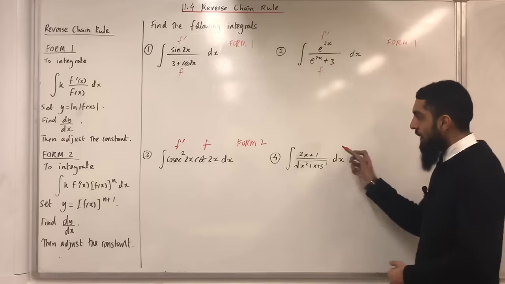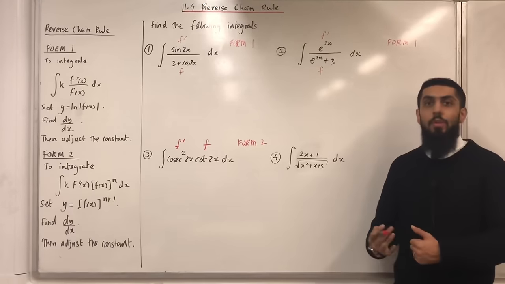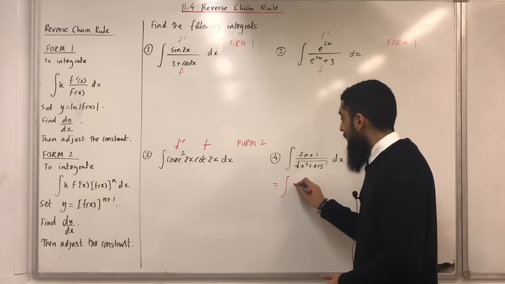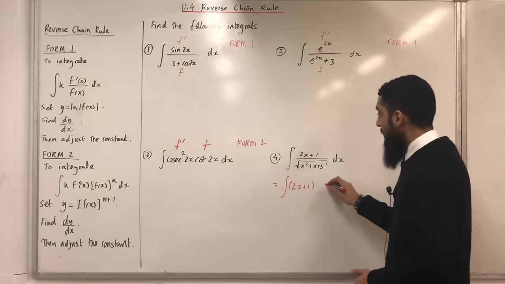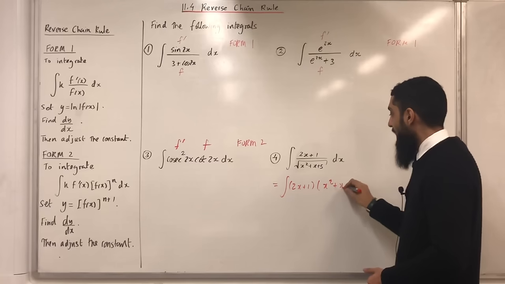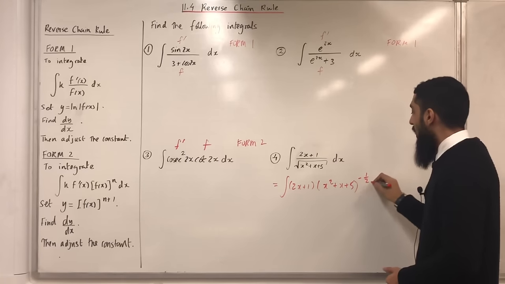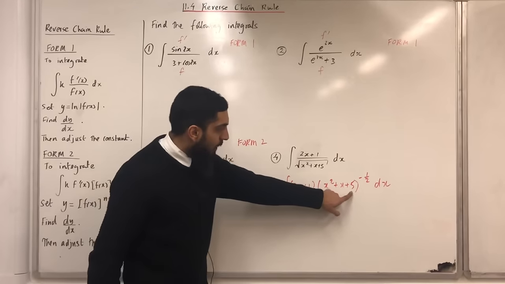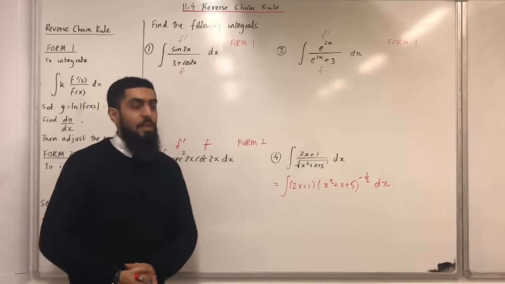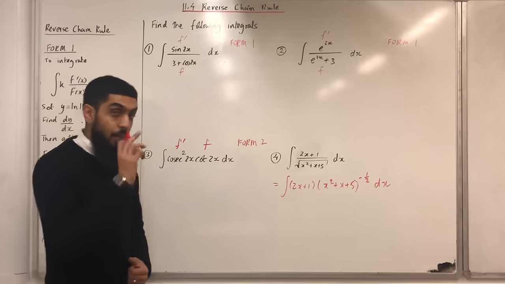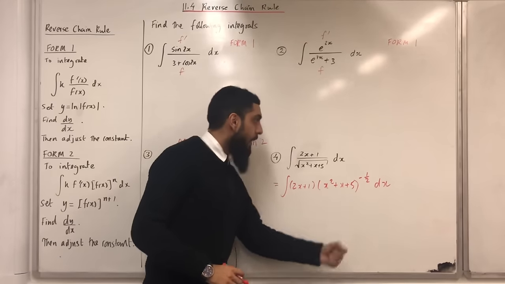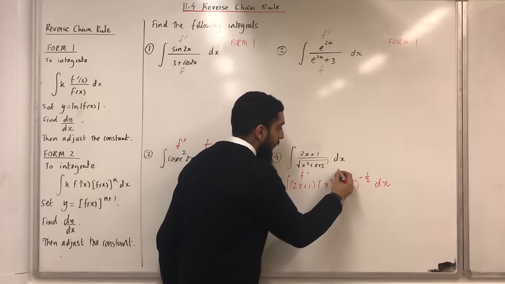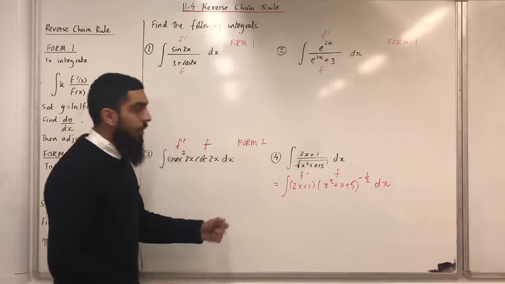What I can do is rewrite this particular fraction using my knowledge of laws of indices. This integral is equivalent to the integral of 2x plus 1 multiplied by x squared plus x plus 5 to the power minus a half dx. Now, inside this particular bracket, I have a quadratic, which if I differentiate with respect to x, I get 2x plus 1. I do have a 2x plus 1 over here in front of this bracket. Therefore, this particular expression is an expression of the form f dash in front of the f. Hence, this integral follows form 2.